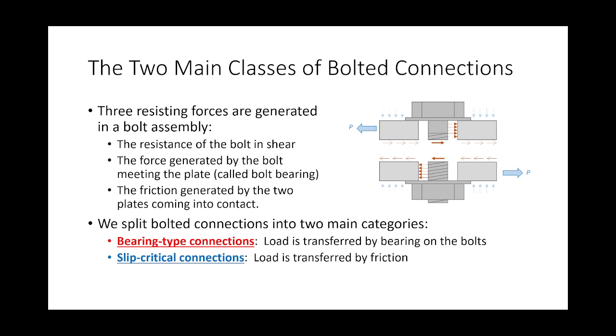Okay. Now we get three resisting forces in a given bolt assembly, or at least three forces that we can count on, dependent upon the class of bolted connection, and we'll talk about that in a second. So what am I talking about? Here's a marker, here's plate A, plate B, going through, here's the bolt, and I load. So think about how the connection could fail. The first way it could fail is I could just shear the bolt in half, right? So the resistance offered by the bolt in shear is one of the resisting mechanisms.